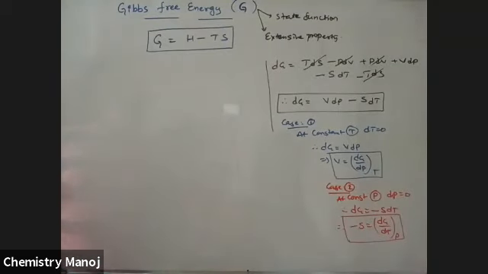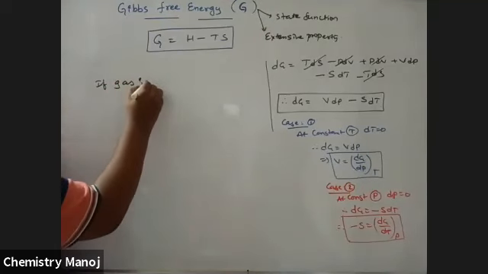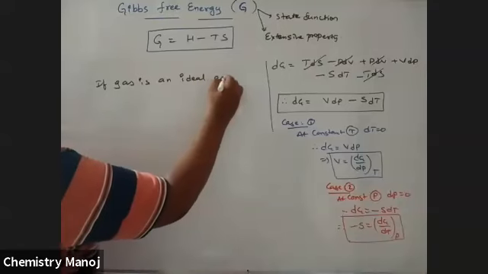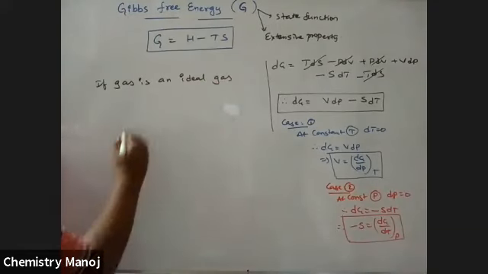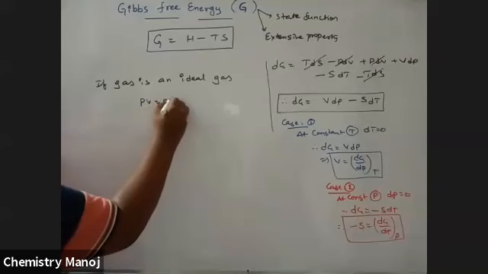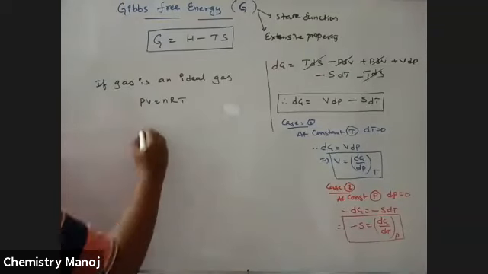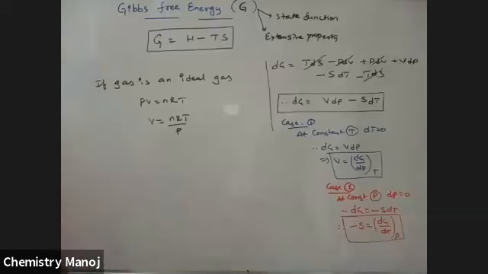Okay, if the gas is an ideal gas, we know PV is equal to nRT. So now V is equal to nRT by P.